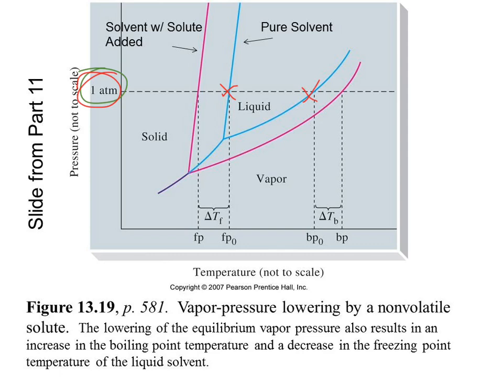So if we compare the pure stuff to the impure stuff, for instance, this right here is boiling point elevation. The pink one is the solvent with a solute added to it. The blue is the pure solvent. And this right here is freezing point depression.